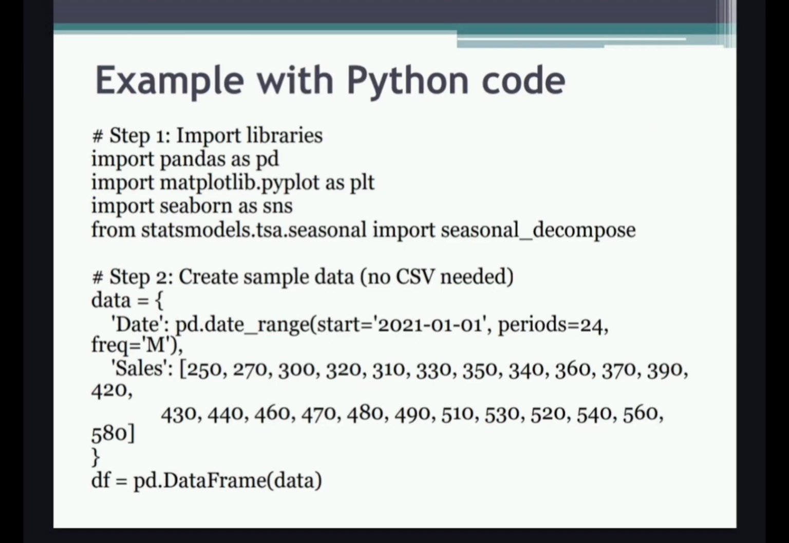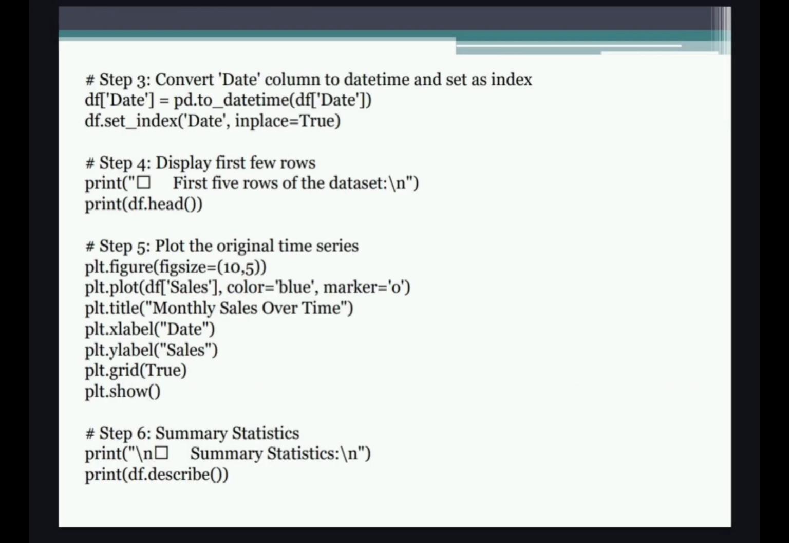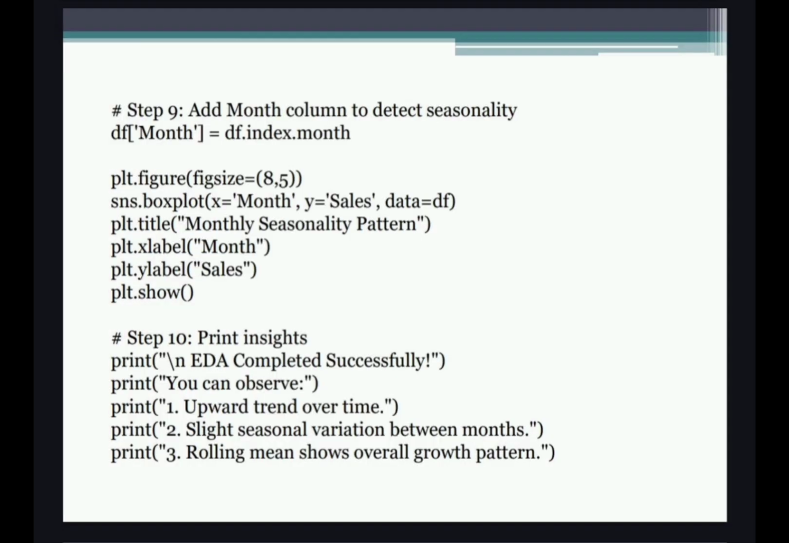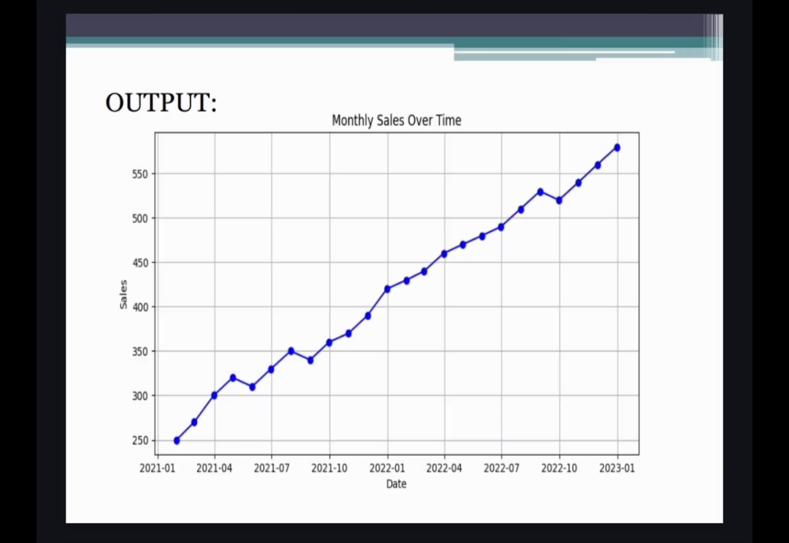Here we can see an example Python program that performs time series EDA. It uses libraries like pandas, matplotlib, seaborn and others. The code first creates sample monthly sales data, converts dates into proper format and sets them as the index. Then it visualizes the data, calculates rolling averages to show trends and decomposes the series to identify trend, seasonality and noise. Finally, it plots the box plot to display how sales vary each month.